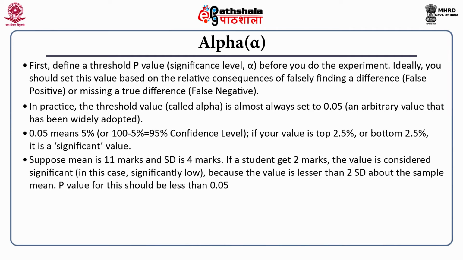Suppose the mean is 11 marks and the standard deviation is 4 marks. If a student gets 2 marks, the value is considered significant. Why? Because 11 marks minus 2 times the standard deviation of 4, so 11 minus 8, is 3, which is still higher than this particular score of 2 marks. So it is significant, in this case significantly low, because the value is lower than 2 standard deviations below the sample mean. The p-value for this should be less than 0.05.